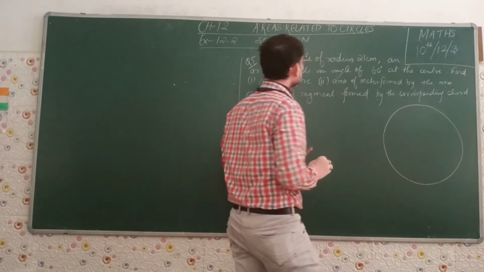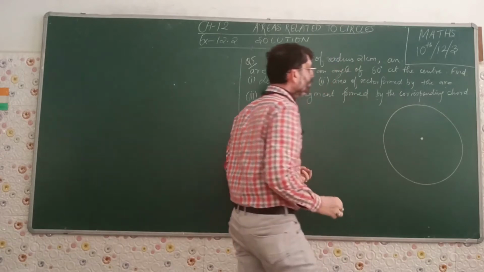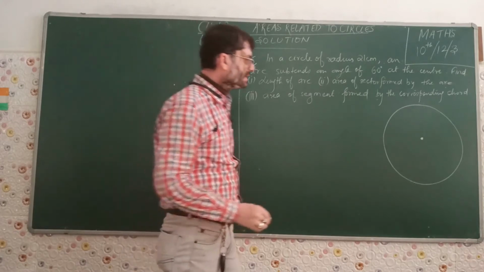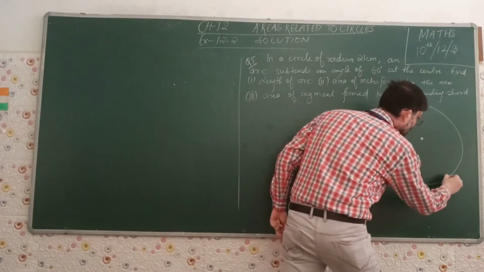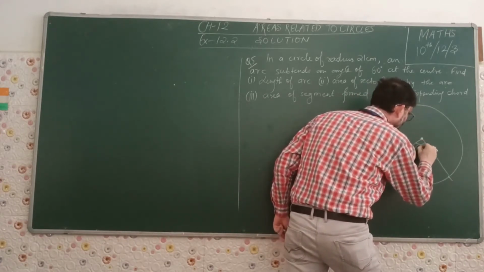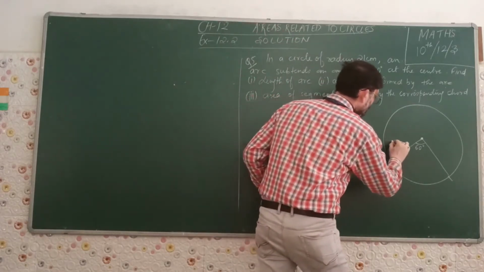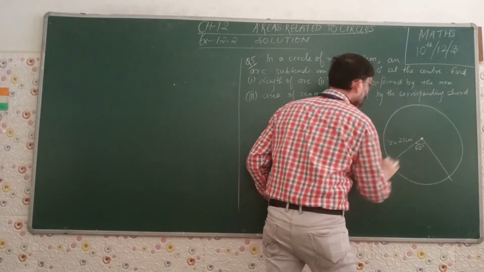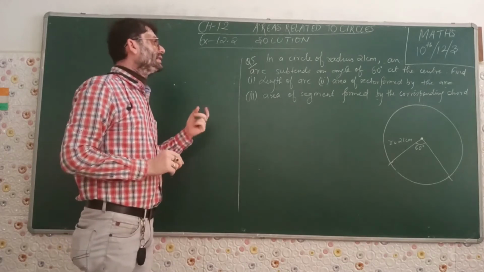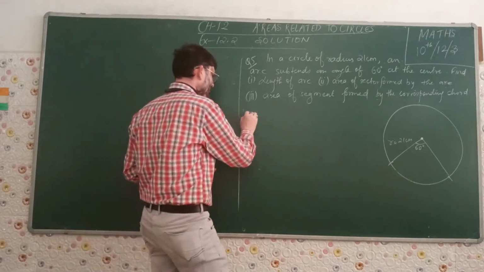We are given a circle of radius 21 centimeters, and an arc subtends an angle of 60 degrees at the center. Let us consider this arc. This is an arc that subtends an angle of 60 degrees at the center, and the radius is 21 centimeters. We need to find the length of the arc, the area of the sector, and the area of the segment formed by the corresponding chord. So let us solve bit 1 first.